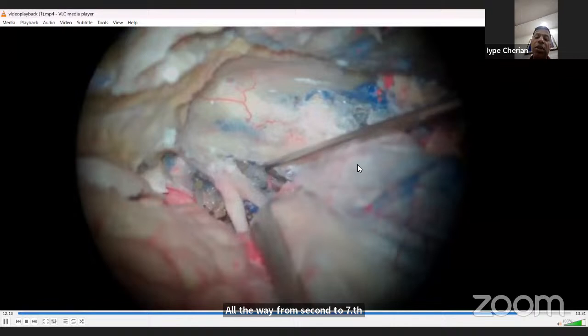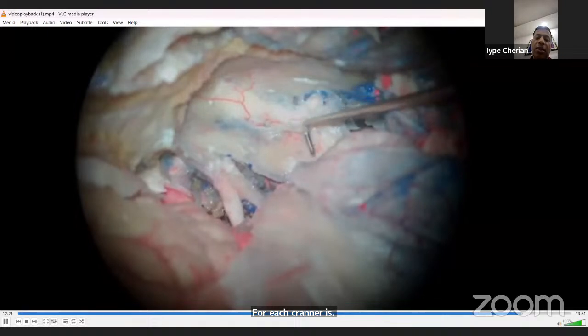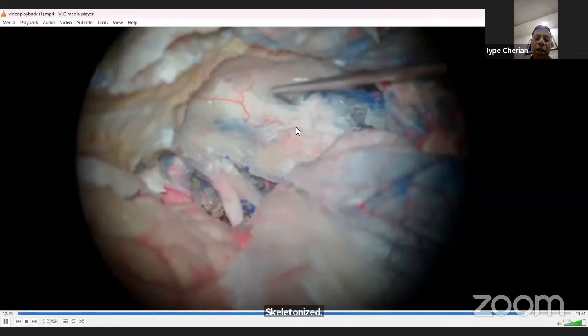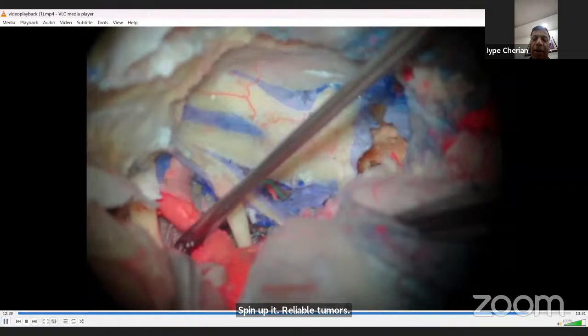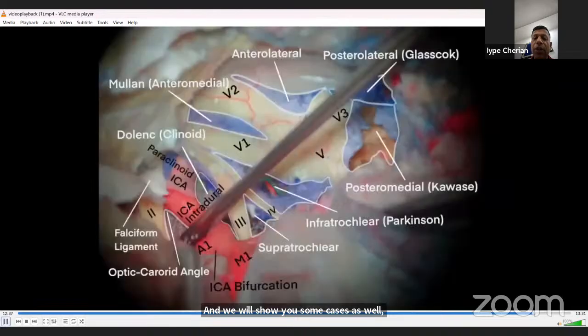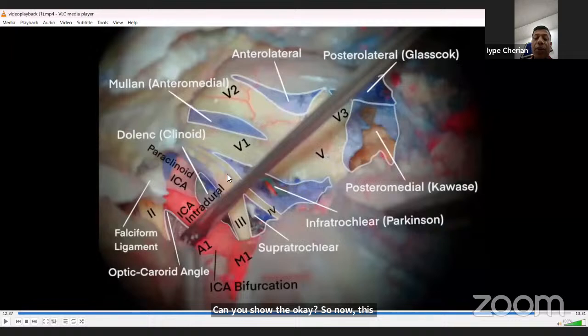Each cranial nerve is skeletonized. So this is the way to go ahead with the sphenopetroclival tumors. And we will show you some cases as well using this anatomy. Okay, so now this is an overview of the entire anatomy.